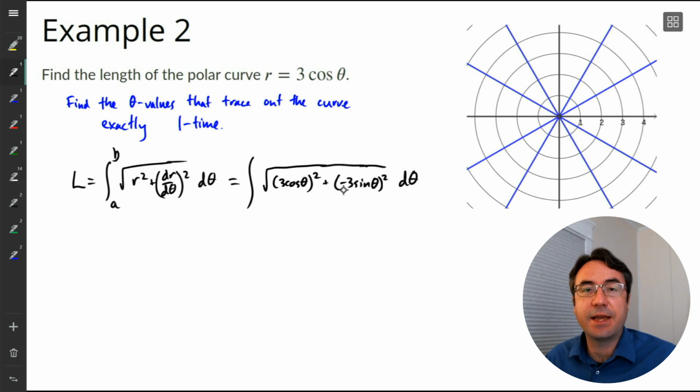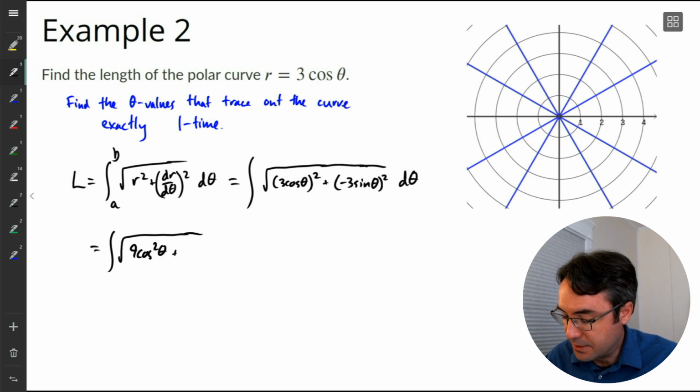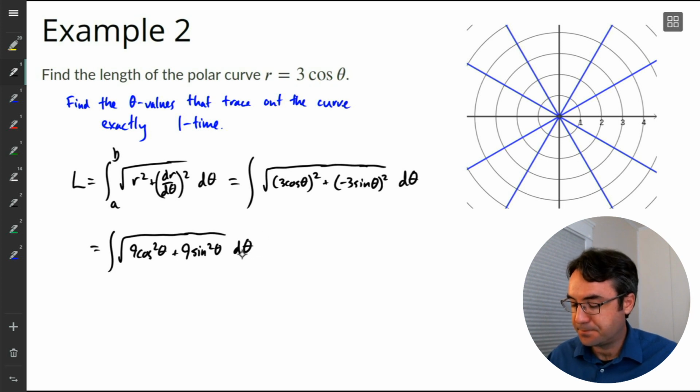Same thing over here. We have a negative 3, we have a sine. When we square it, we're going to square that negative 3, and we're going to square the sine. So when we simplify this, we're going to have the integral of the square root of 9 cosine squared theta plus 9 sine squared theta d theta. And now that negative 3, when we square it, becomes positive 9. All right. So let's see how this thing simplifies down.